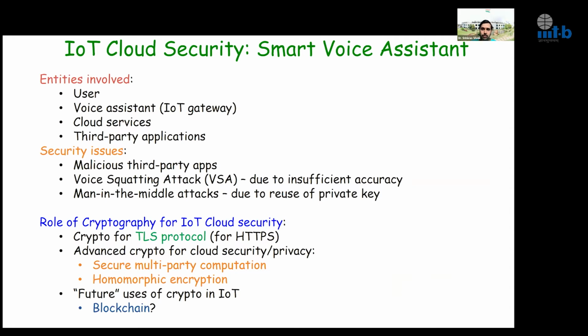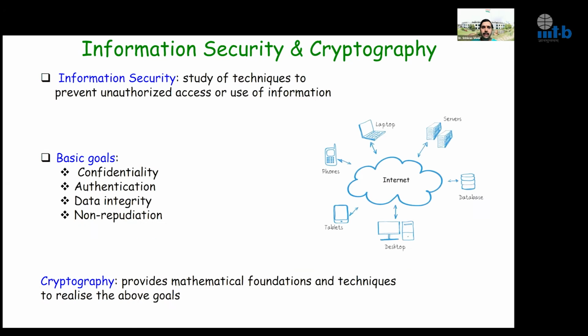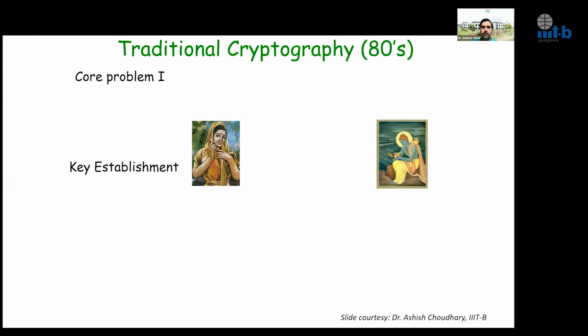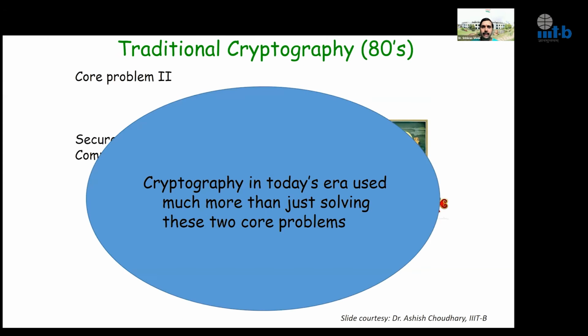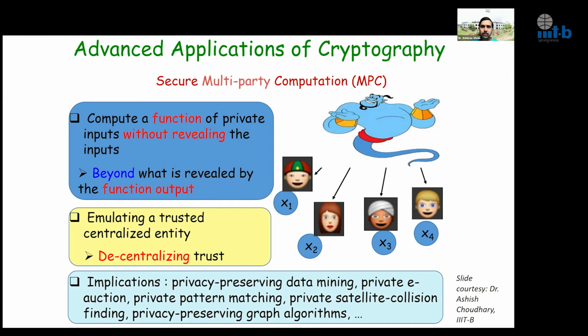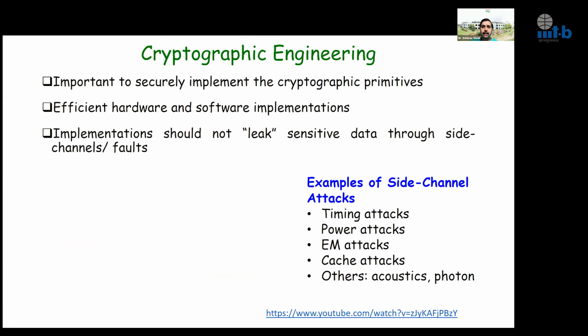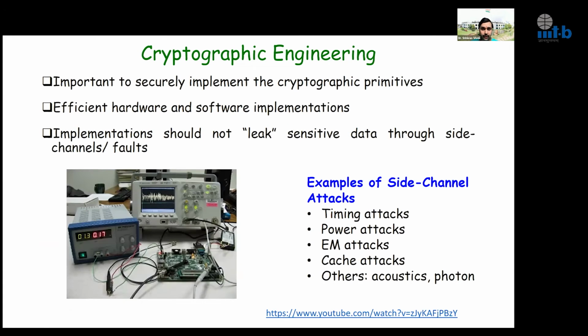So basically, that's the basic core of the TLS protocol, right? So that is used to provide authentication and confidentiality, right? And then we also saw that there's scope to use advanced crypto primitives to achieve privacy for the data stored in the cloud, correct? Then we saw what information security and crypto are, some historical use, core problems in crypto, and then briefly talked about advanced applications, secure MPC, and FHE, fully homomorphic encryption, and then we also discussed the need to implement these things securely, right?